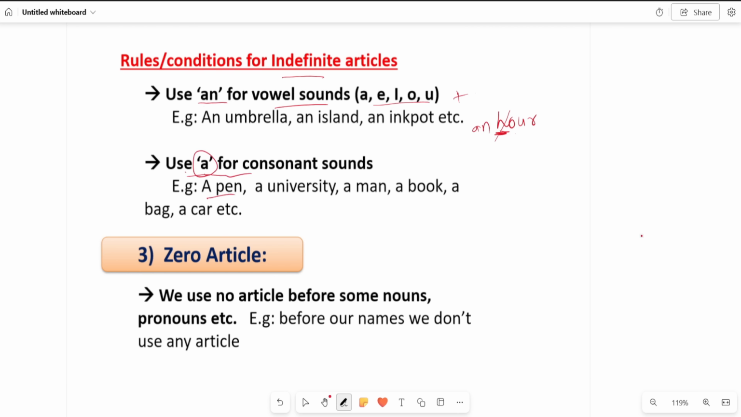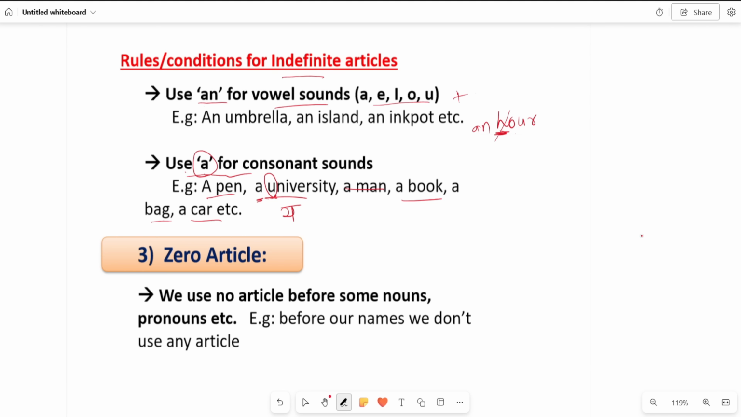For example, a pen, a university, a man, a book, right, a bag, a car. Here also I have explained, here even though it is "u", right, while speaking it we do have the sound "you", right, university, that's the reason we use "a" instead of "an".